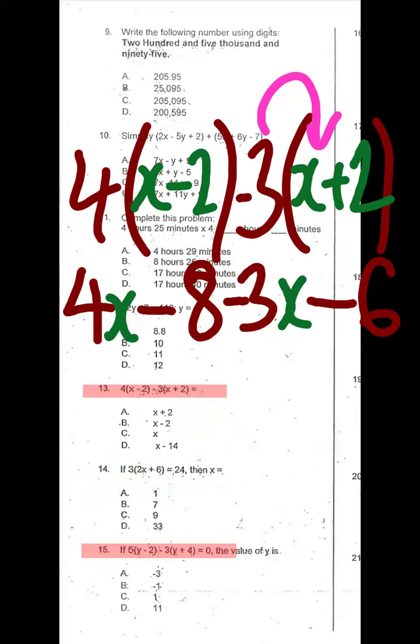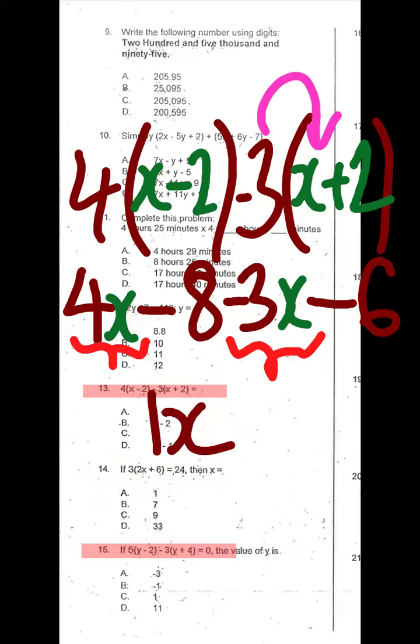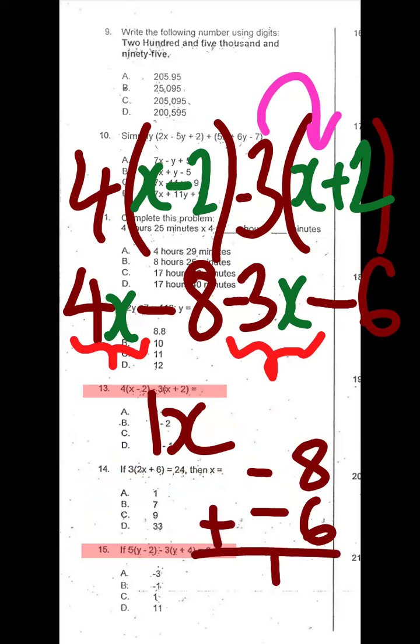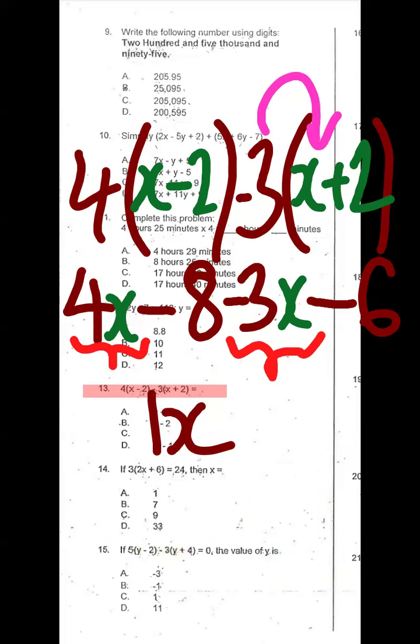So what we're going to do now, we're going to group like terms. We'll group the 4x and the -3x. 4x minus 3x is just a +1x, so we can write that. And then of course, -8, -6. You will add those two numbers, it will become -14. So therefore, our answer should be 1x minus 14. If we get rid of this, our answer is x minus 14.